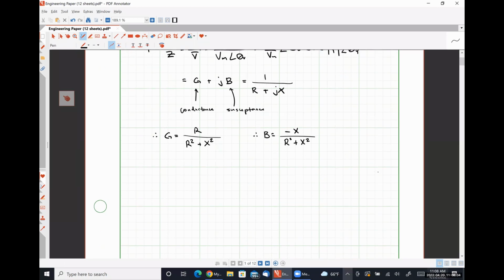We can go the other way around and find that resistance in terms of admittance quantities is conductance G over G squared plus B squared, and reactance X is negative B over G squared plus B squared.